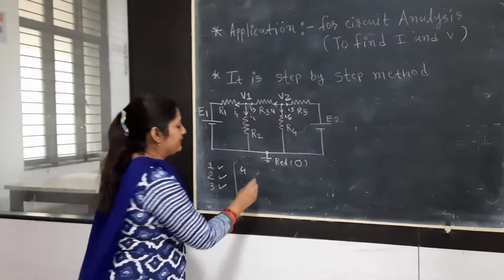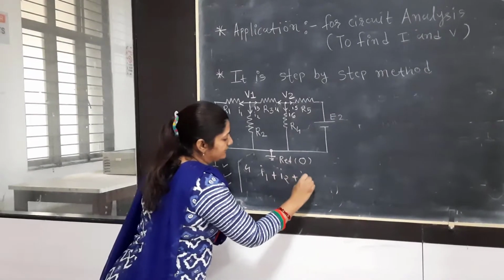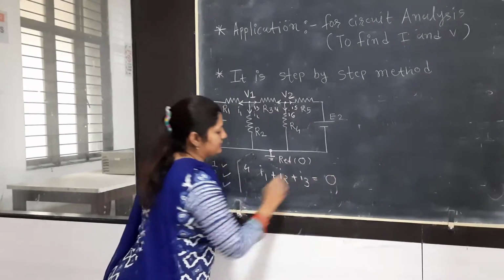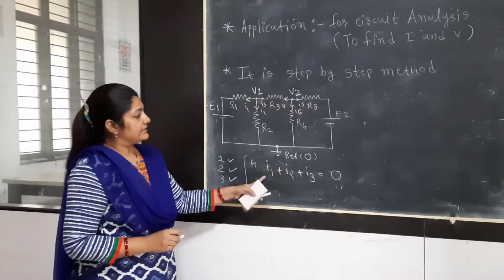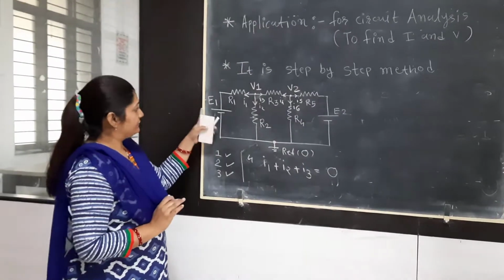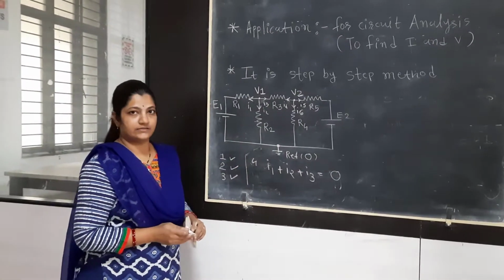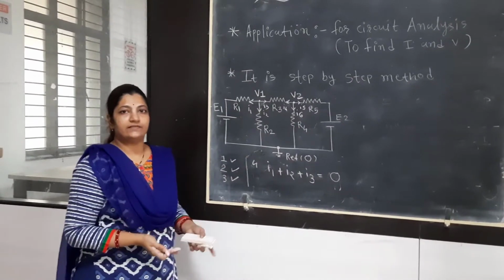So we can say that I1 plus I2 plus I3 equal to 0. Now, when we solve any network, the known parameters are generally voltage and resistance. All these three terms are completely unknown right now. It is only our assumption.